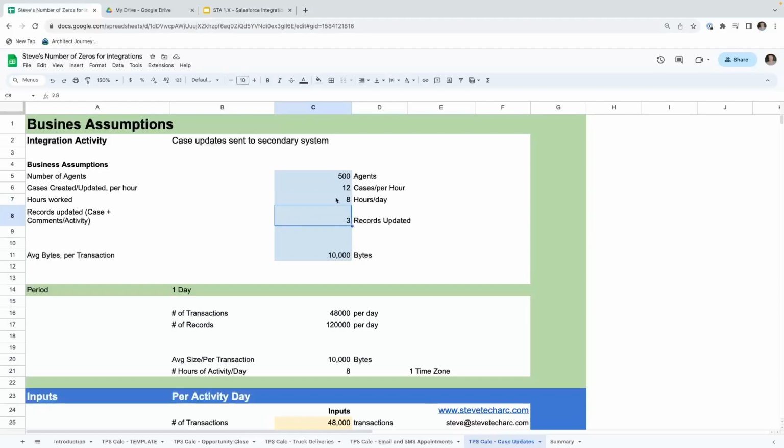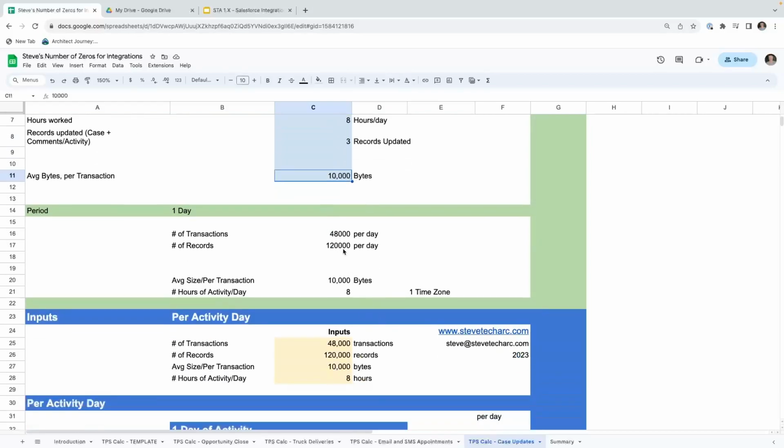So these are very clear numbers you can get from your business. How many agents? How much are they doing? Every 5 minutes is a very straightforward assumption. Every 10 minutes, just what's the average call duration? And any call center should be able to provide those KPIs for you. And what's the size of the average transaction?